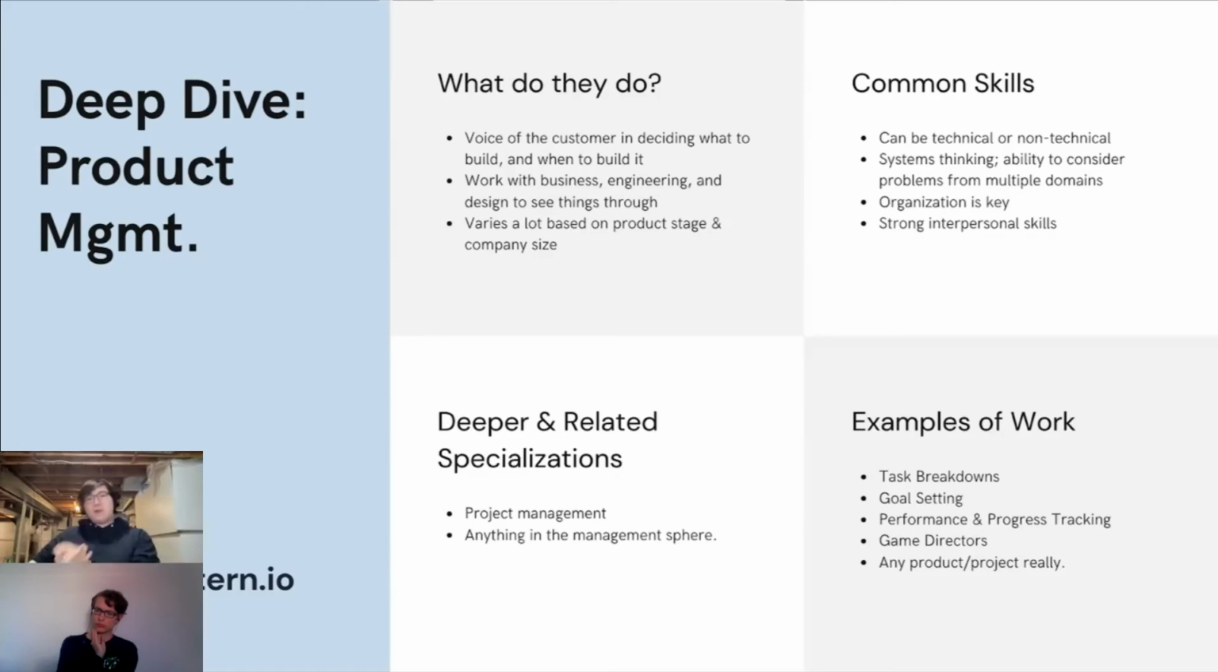Examples of work include task breakdowns, goal setting, performance and progress tracking, setting performance indicators. For example, in game dev, game directors are basically product managers on a game level, because they're directing the vision of the product. And really, anything goes. Anything built has had a vision that needs to be adhered to, and there's lots of stakeholders that need to be addressed all the time. So yeah, that's the product management overview.